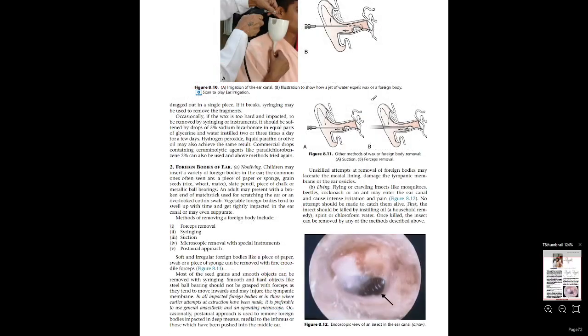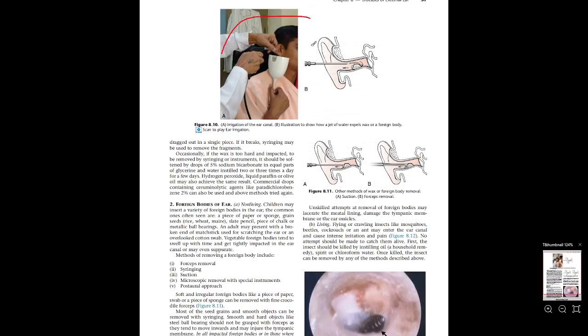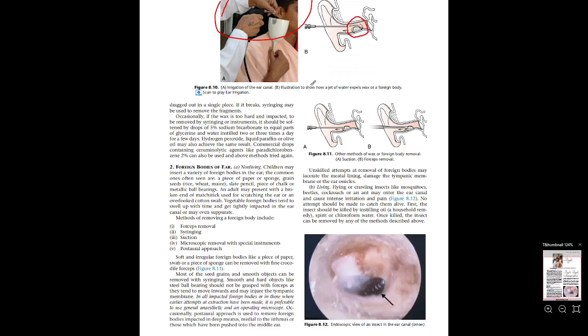So let's move forward. There can be foreign bodies. So they're using the irrigation method here to clean. This is an old method. Now there are suction methods, just like a vacuum. You pull this foreign body outside with the vacuum. They can be removed by forceps, syringing, suction. This is the most common method used these days. Microscopic removal with special instruments and postaural approach. This is an insect inside someone's ear.